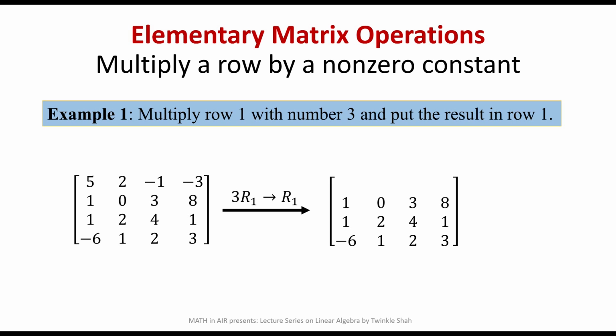Let's multiply the element in the first row and first column of the original matrix by the number 3. Therefore, we have 5 times 3, which equals 15. Similarly, we multiply the element in the first row and second column of the original matrix by 3. That gives us 2 times 3, which equals 6. Similarly, negative 1 times 3 equals negative 3. And negative 3 times 3 equals negative 9. And that completes the answer.